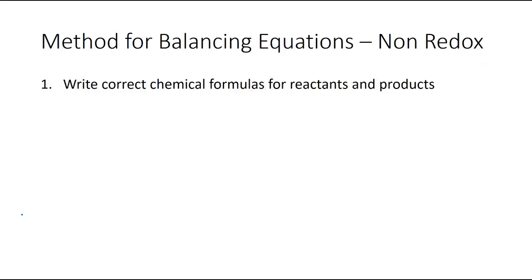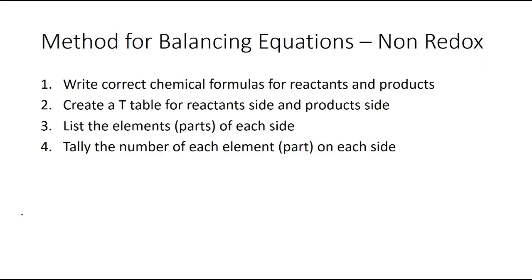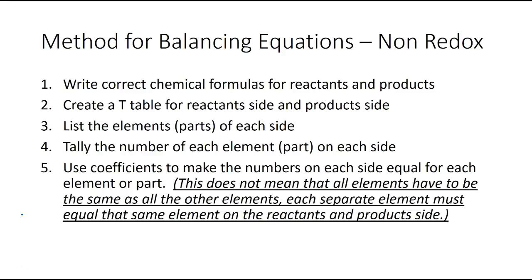So basic balancing. You write the correct chemical formulas for the reactants and product side. That's really important. If you don't write the correct chemical formulas, then we have a problem and you're never going to get it balanced. Then we create a T-table for the reactant side and the product side. Very simple, like an XY T-table. We list the elements or parts on each side, and I'll talk to you about what I mean by parts instead of elements. We tally the number of each element or part on each side, and then we use coefficients to make the numbers on each side equal for each element or part.